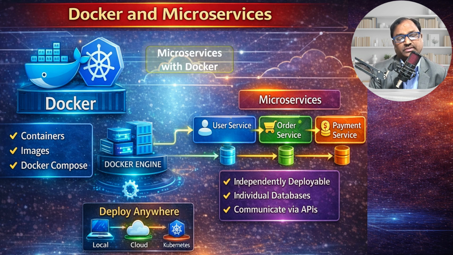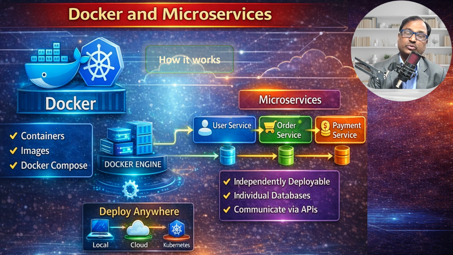Microservices with Docker. In microservices architecture, each service is developed and deployed independently using Docker. Each microservice runs inside its own container. For example, user service runs in one container, order service runs in another container, payment service in another container, and so on. Each service also connects to its own database. How do they work? Docker helps microservices by providing isolation between services, enabling independent deployment, making scaling easier, ensuring consistency across environments. All services communicate through APIs.